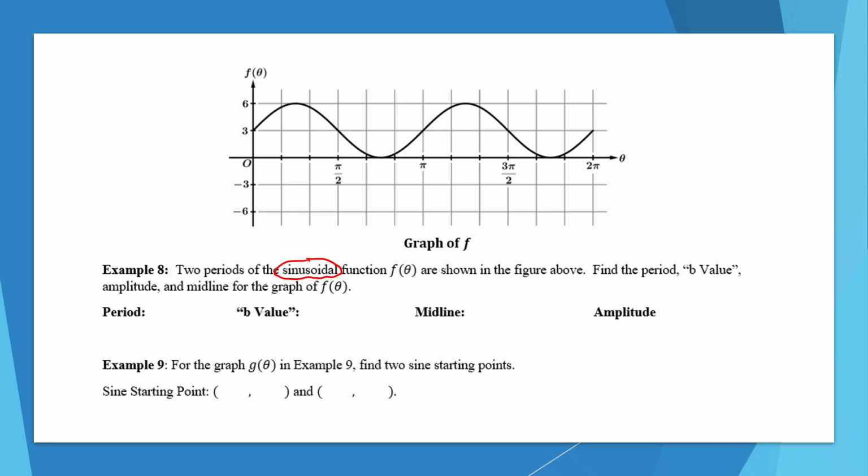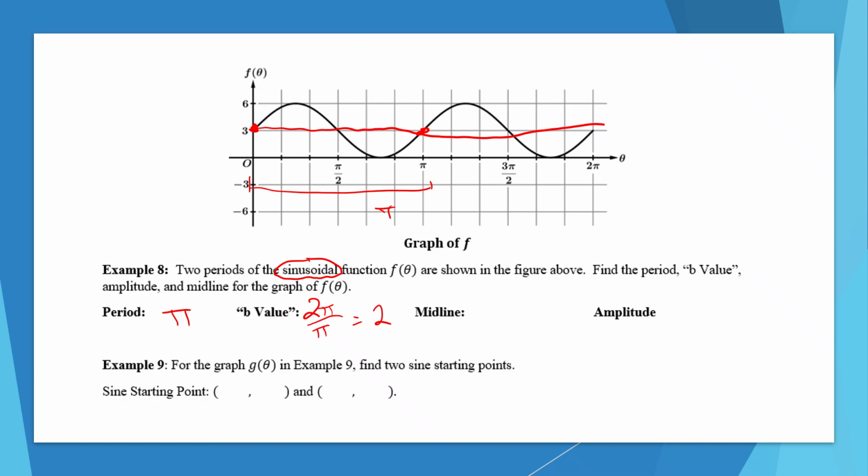So let's take a look here. Our period is going to be, we want to find a key feature. So I take a look, I see at the midline going up there, with this kind of being our midline, and then that same thing at pi. So from 0 to pi, that's going to be our period, which means our b value is going to be 2 pi over our period, which is 2.